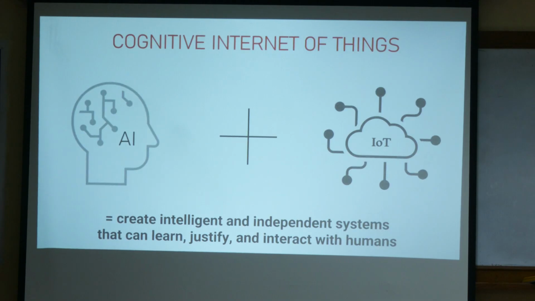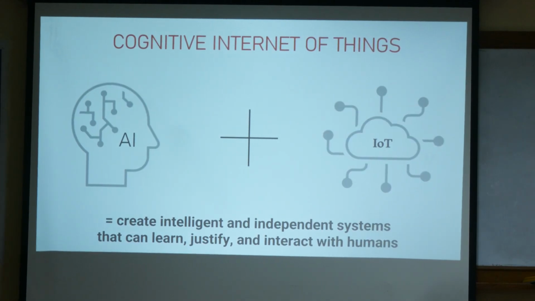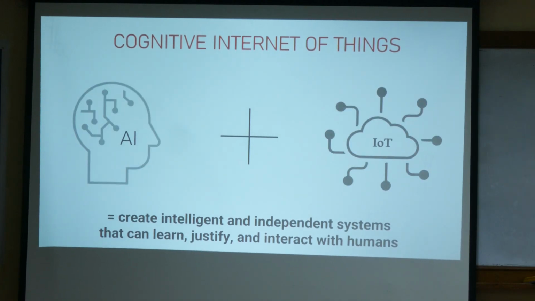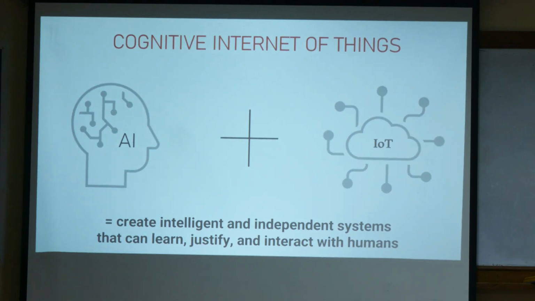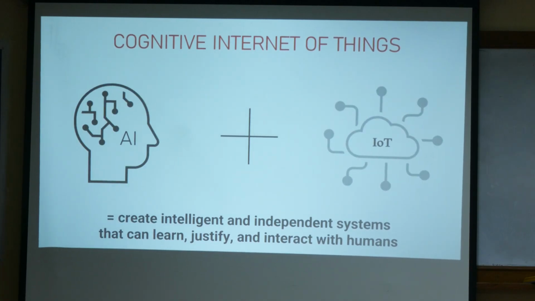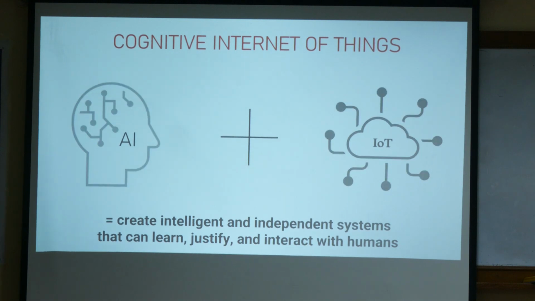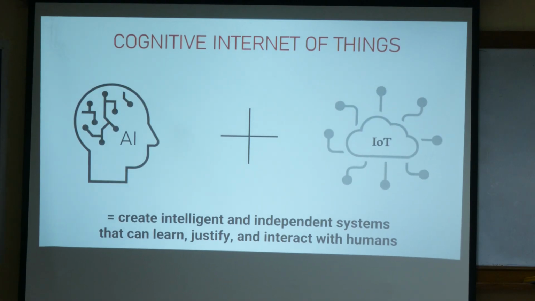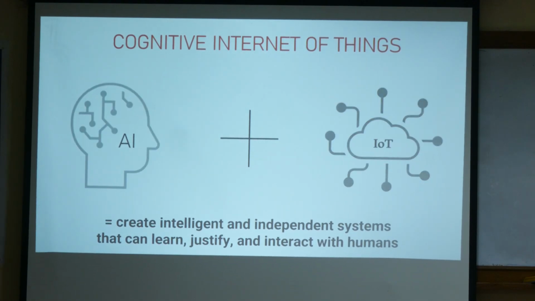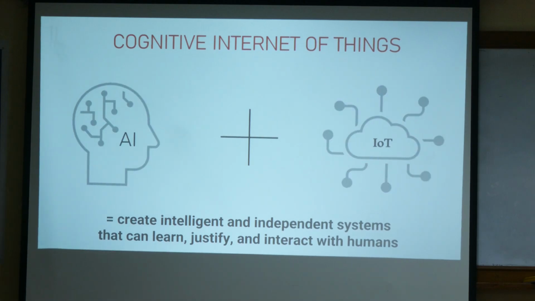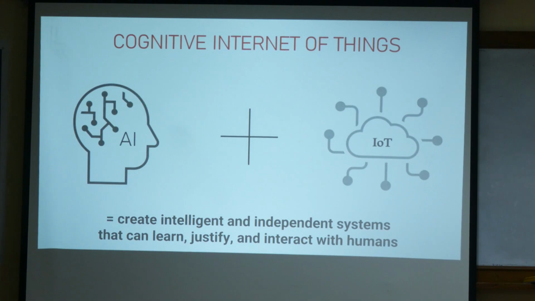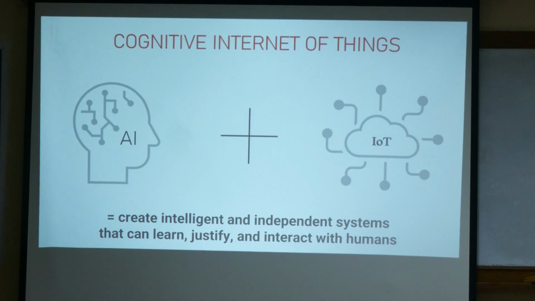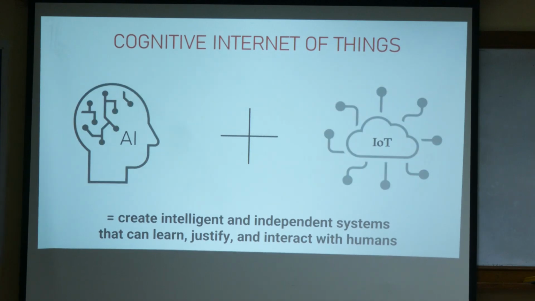So the next generation, if you try to see, we are trying to integrate the cloud, IoT and the AI. And this is where our course right now is trying to look into, cognitive Internet of Things. We have three dimensions in this problem. One is the IoT, the second one is the cloud, and the third one is artificial intelligence, which we are trying to integrate so that we can create intelligent and independent systems that can learn, justify and interact with humans directly, right? So that you can speak and find out what is going on.